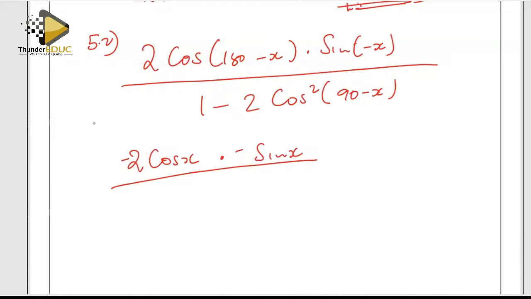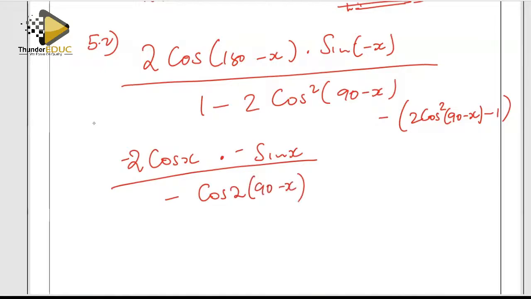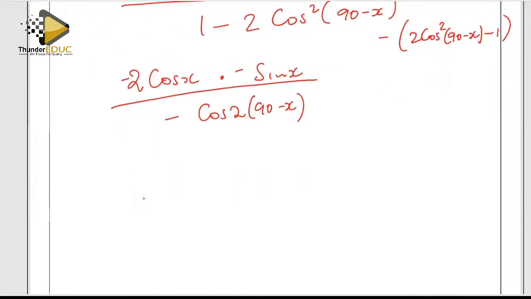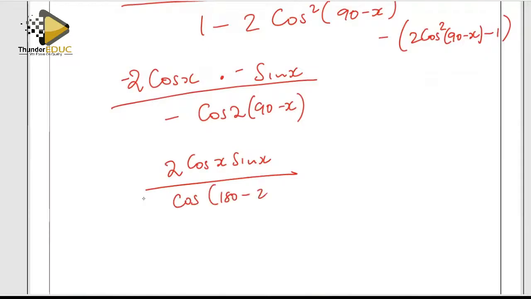Over, this is a manipulated format of the double angle of cos. If I introduce a negative, it's going to be 2 cos squared of 90 minus x, minus 1. I'm just going to write it as negative cos twice of 90 minus x. Then in the top, it's going to change to 2 cos x sine x over the cos of 180 minus 2x. So that is a positive, we have a negative down there.